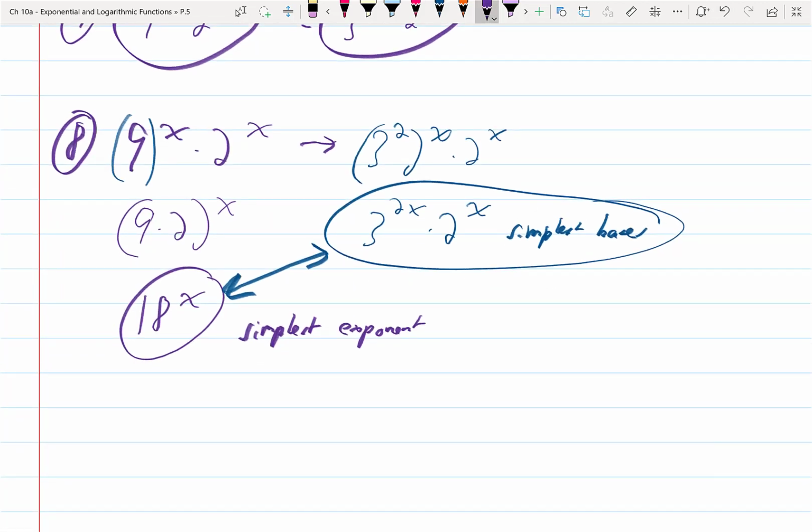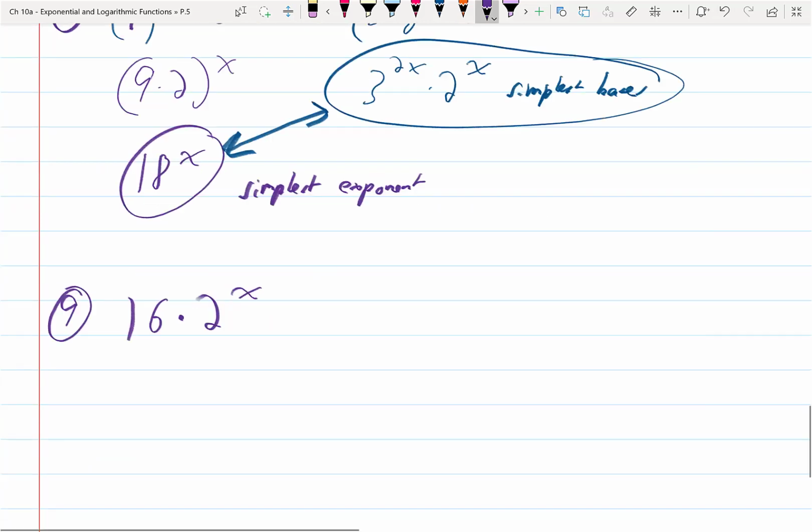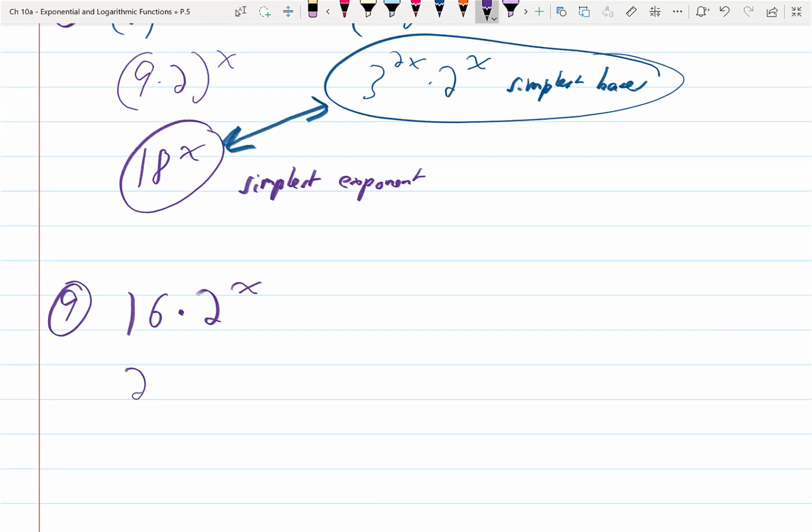Let me give you a problem that actually has a pretty straight set of directions. Simplify this to the simplest base. See if you can multiply 16 times 2 to the x. There is something special about 16 that makes you able to multiply it by 2 to the x. What is special about 16? 16 can be substituted with 2 to the 4th. And so that gives me 2 to the 4th times 2 to the x, and now I can make that 2 to the x plus 4.